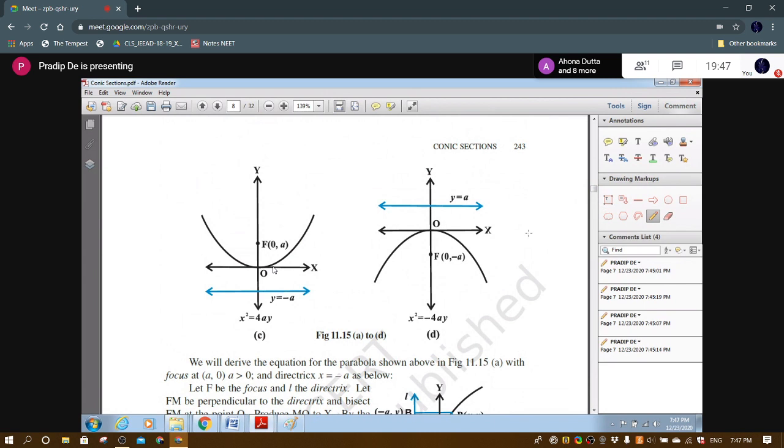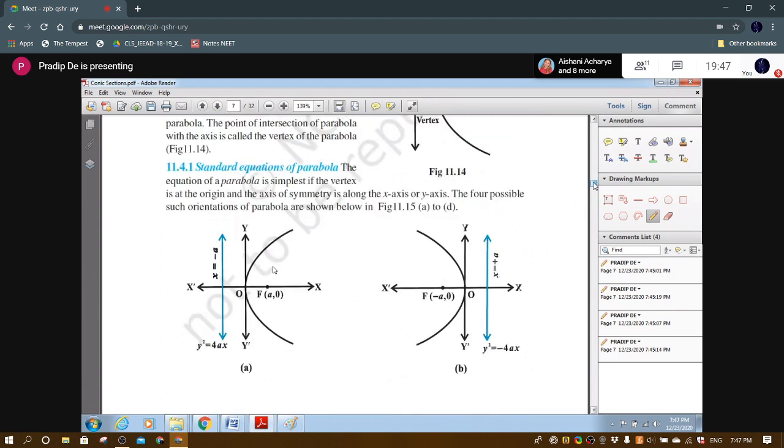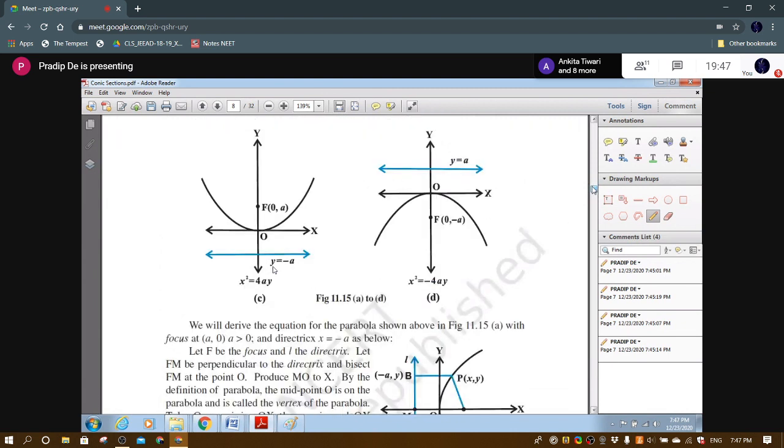So there are 4 standard forms of parabola. 4 standard forms. Concave to the right, concave to the left, then concave upwards, concave downwards. But in all the 4 cases, the vertex is at the origin. Clear?